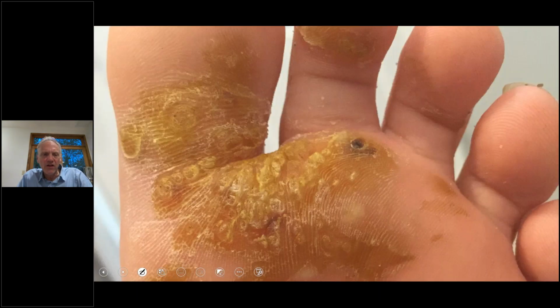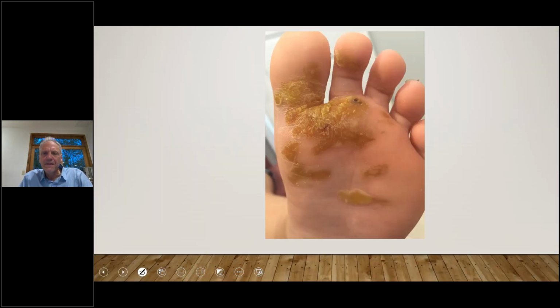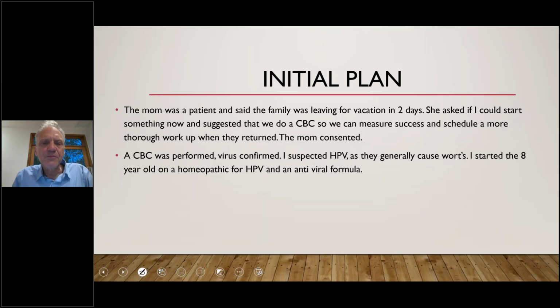Well, this is what the foot looked like. And then the mom was a patient. Then we did the CBC. A CBC was done, and a virus was confirmed. I suspected HPV, as they generally cause warts. I started the 8-year-old on a homeopathic for HPV and an antiviral formula. It had things like, oh goodness, I don't even know, olive leaf extract and stuff like that.